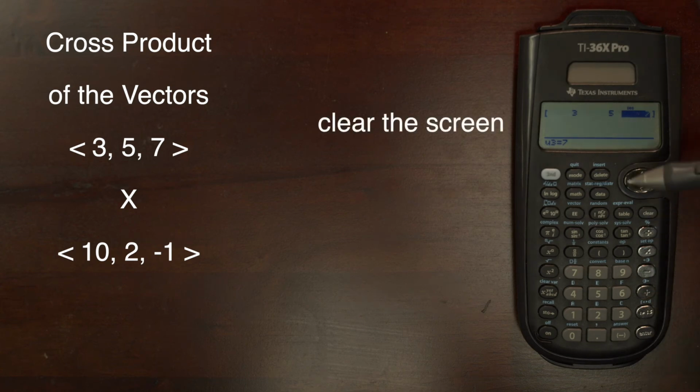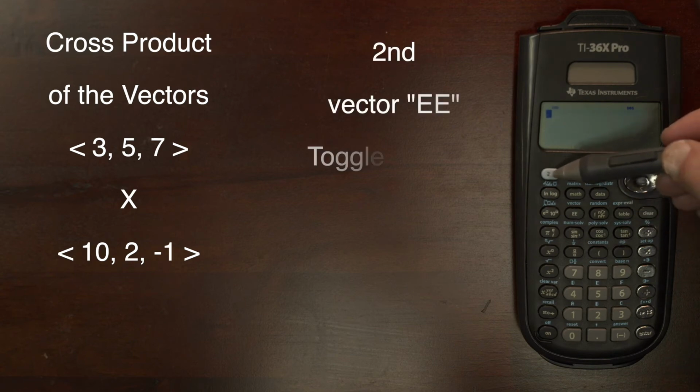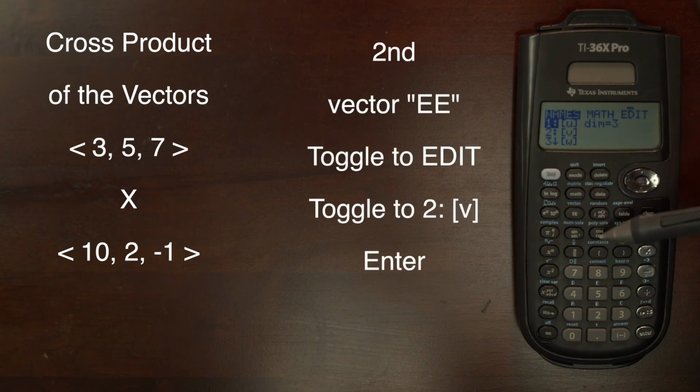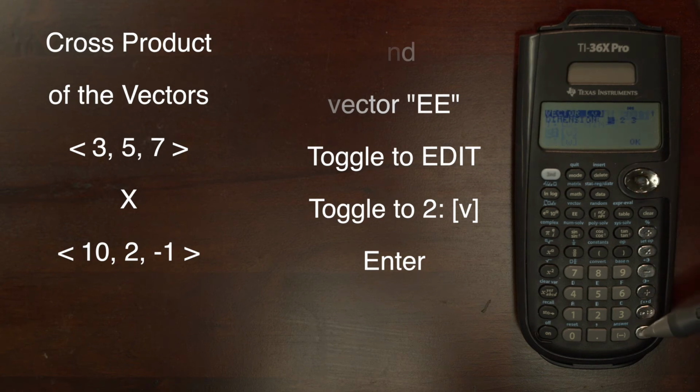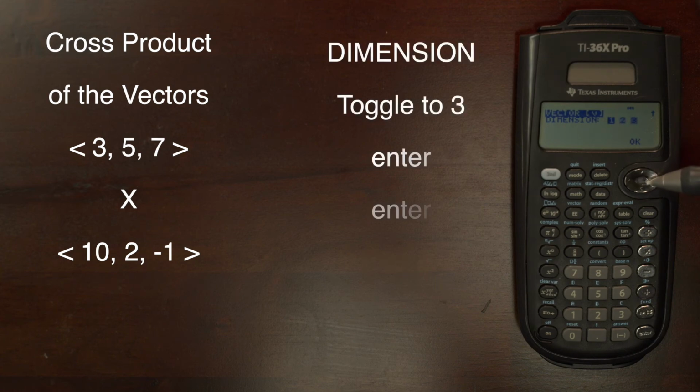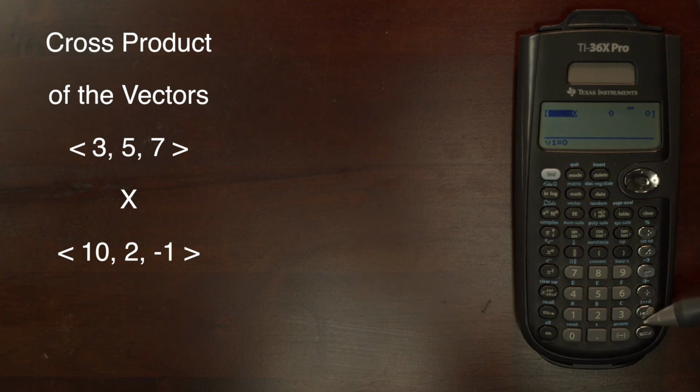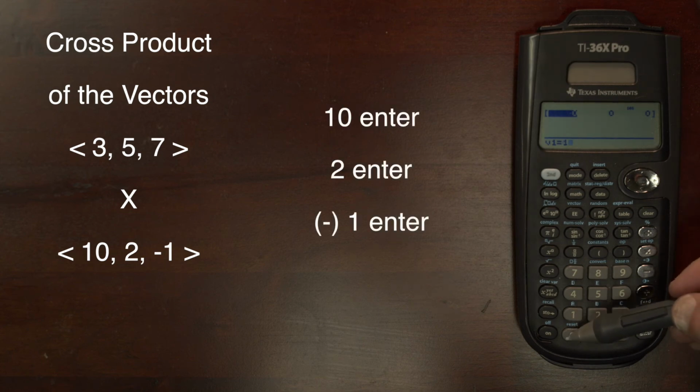Let's clear the screen. And now let's go over and define our second vector. So we have to edit, toggle down to the second vector, hit enter. Third dimension, hit OK, OK. And now let's enter in the data. 10, 2, and then again in the parentheses that -1 when we enter it in.